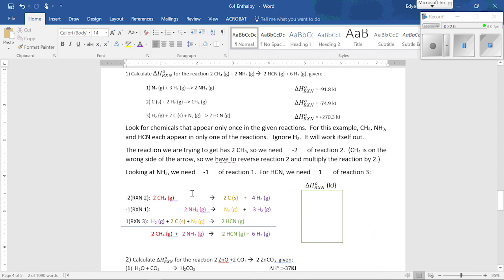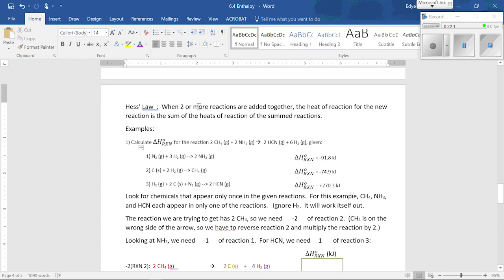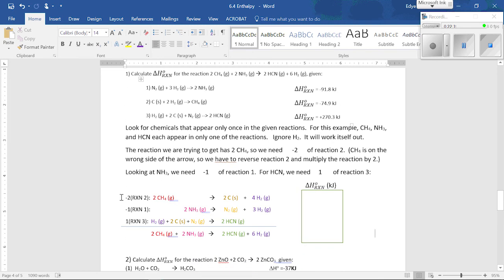Now I color-coded all of these. I'll explain that in a moment. But Hess's law says whatever I do to a reaction, I would do that to the delta H, and then I can add the delta H's. If I multiply a reaction by -2, it's like I've doubled the reaction and reversed it. So I'm going to double this and change the sign because I reversed the reaction, so I have to change the sign. I've doubled the reaction, so I'll have to double that.